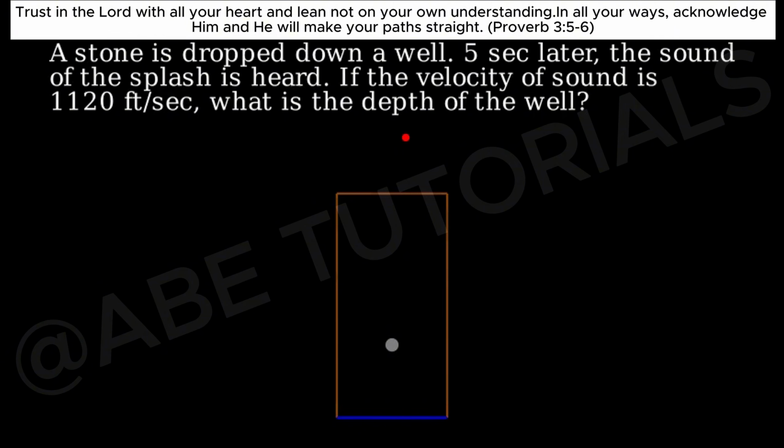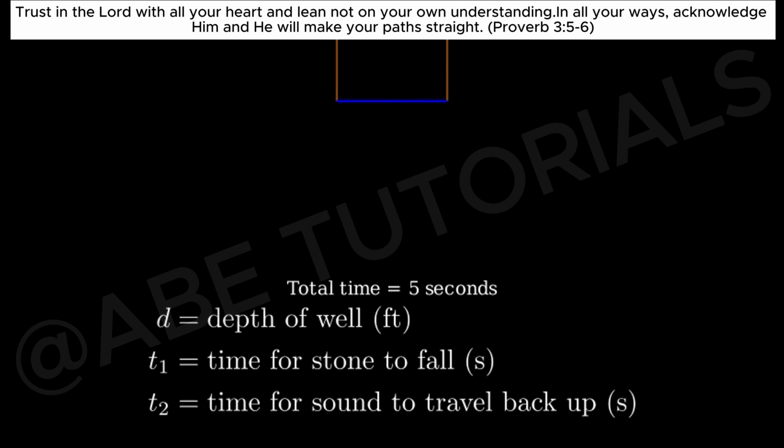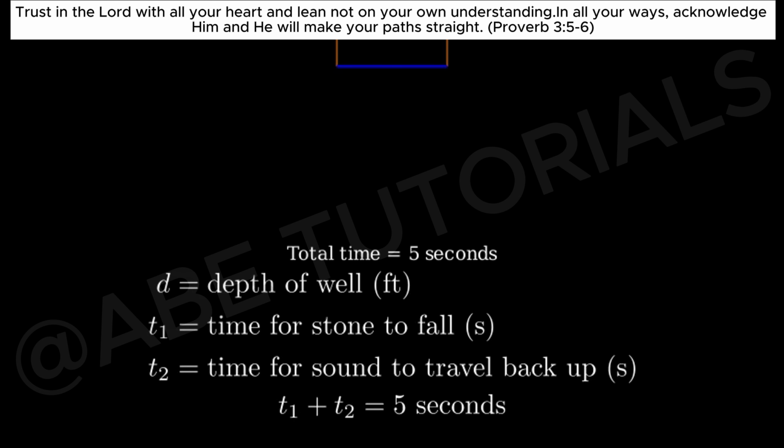Let's define our variables to help solve this problem. We'll use d to represent the depth of the well in feet, t1 to represent the time for the stone to fall in seconds, and t2 to represent the time for the sound to travel back up in seconds. We know that the total time is 5 seconds, which means t1 plus t2 equals 5 seconds.